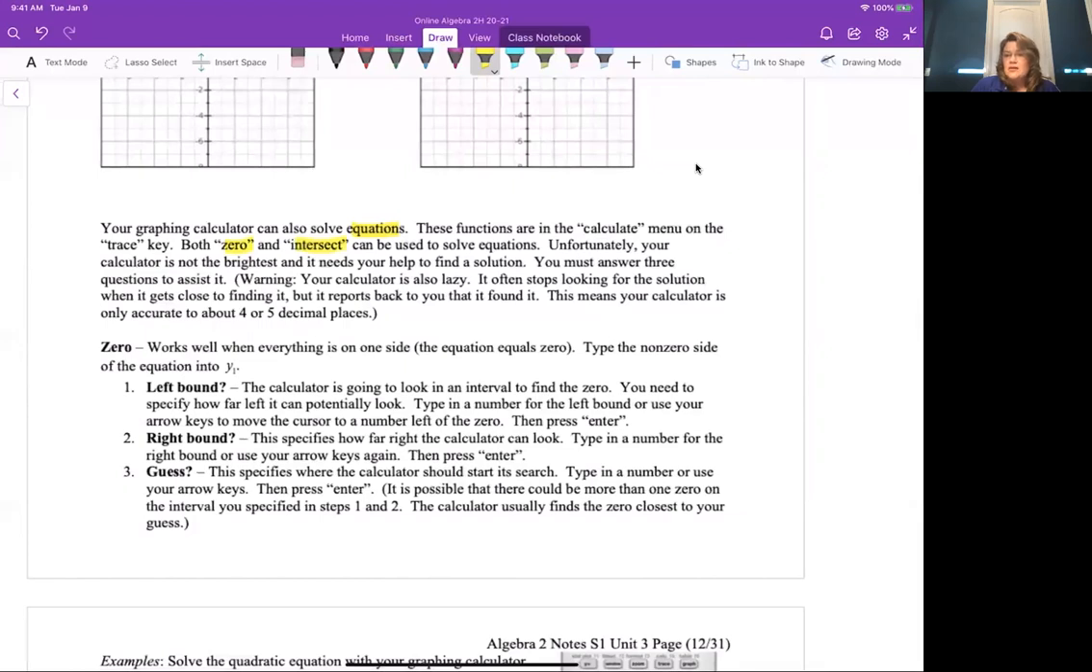That's left bound, right bound, or which curve are you asking for? And then you have to guess. Remember, your calculator's lazy, and so it wants you to give it some idea where to start, and eventually it will quit, even though it thinks it found the exact number. It might only go to a certain number of decimal places, okay? 4 to 5 decimal places.